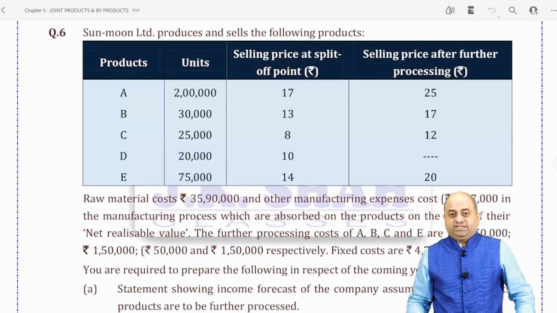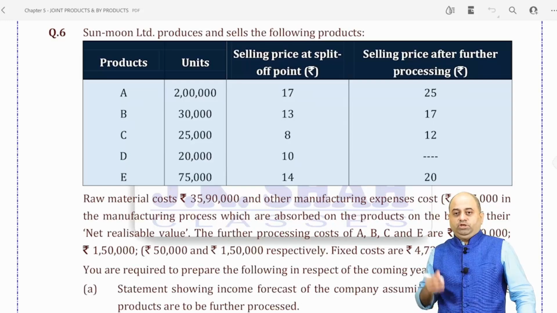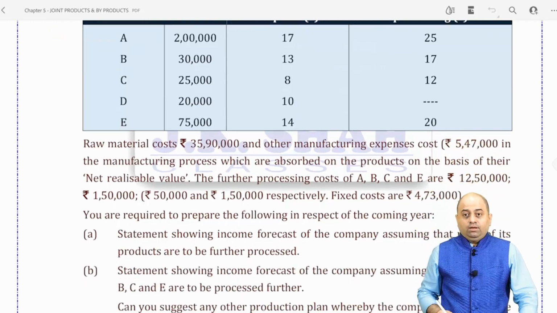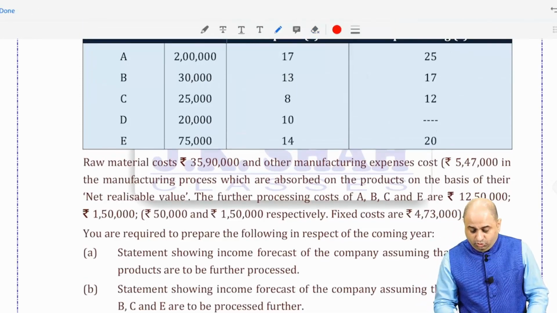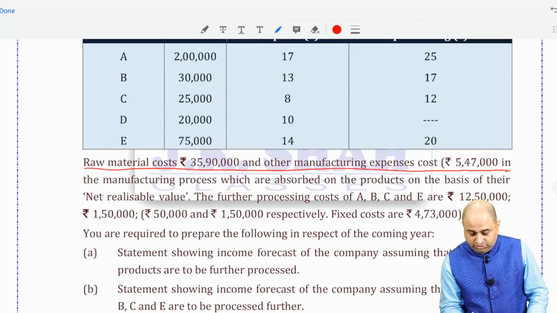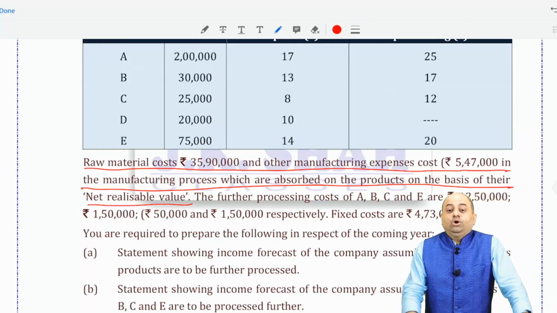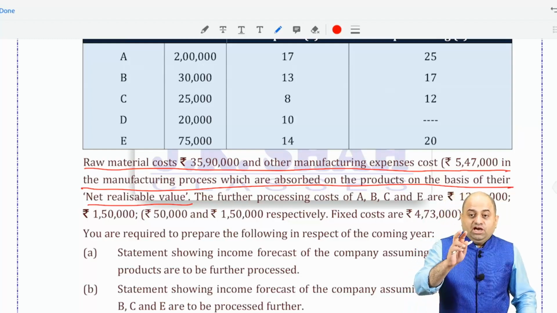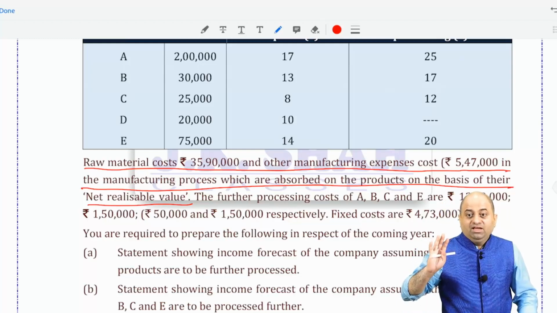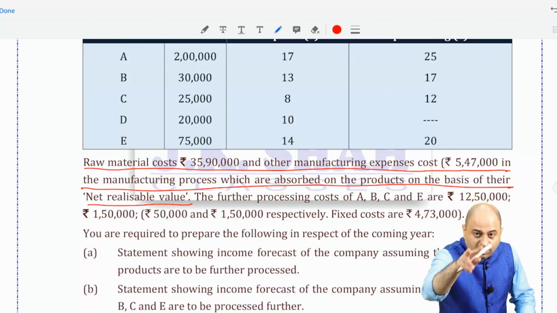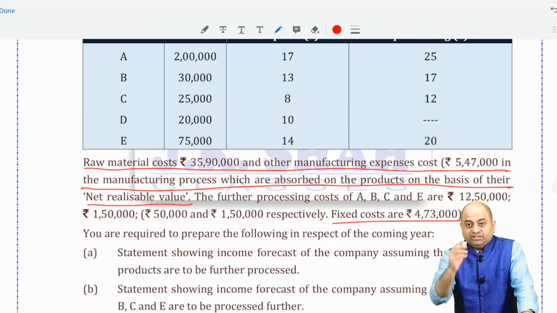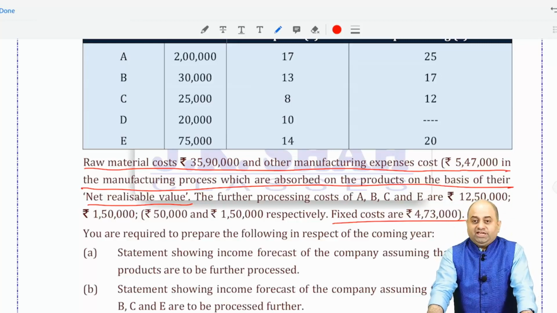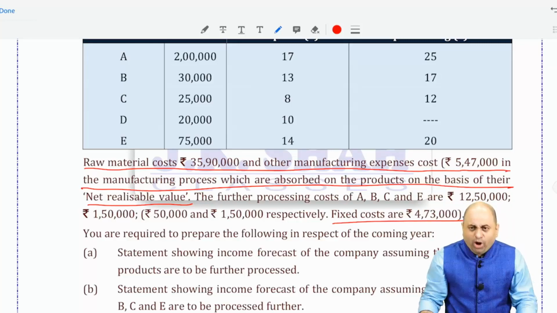Five products are given in question 6. SPPU at split off point, SPPU after further processing is given. Would like to point out something clearly. Raw material costs are given to you 3590, and other manufacturing costs are absorbed on the basis of their NRV. That is what is told to us in the question. Question very clearly asks you to only absorb those two things on the basis of NRV, which means the question very clearly wants to treat only those two costs as joint cost. This fixed cost should not be based on NRV. No controversy exists.